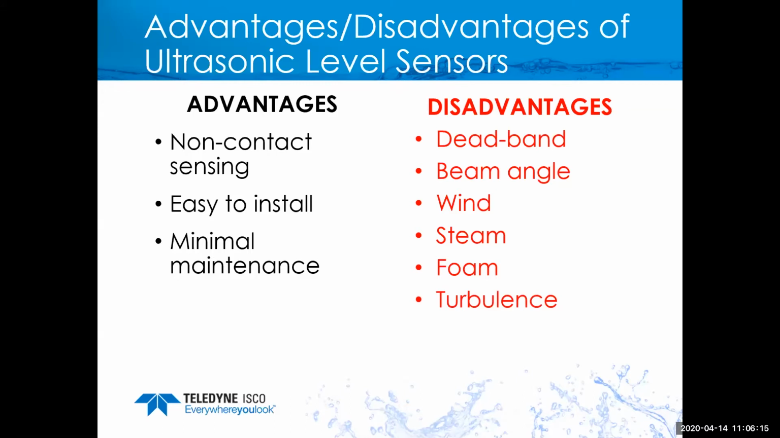Now, turbulence can also be a problem because with an ultrasonic sensor, we're looking for a return echo, which would normally bounce off of a flat surface to get the strongest return signal. If we have a lot of surface turbulence, that's going to reduce your signal strength.